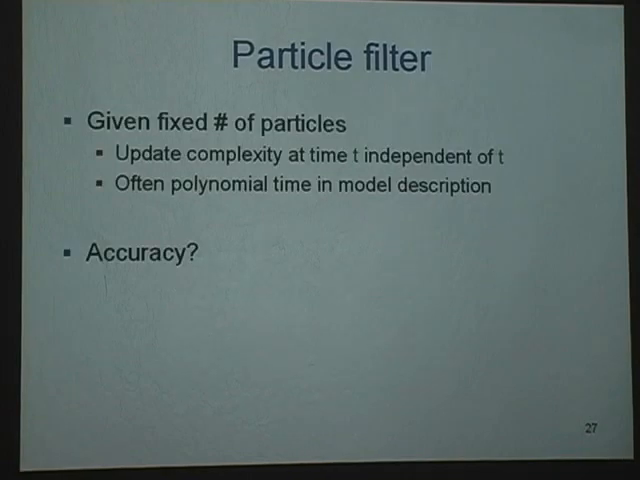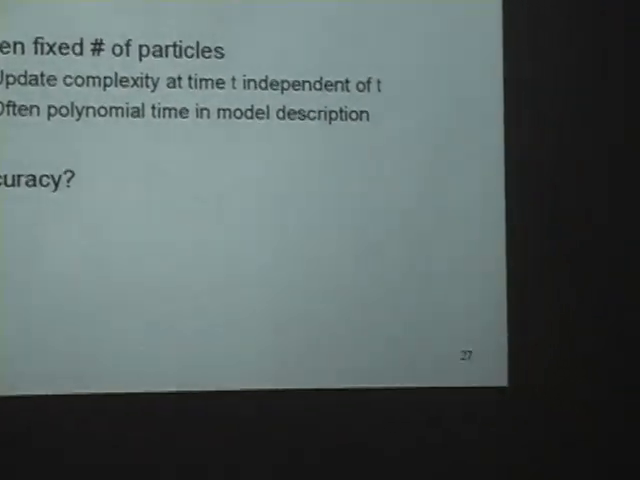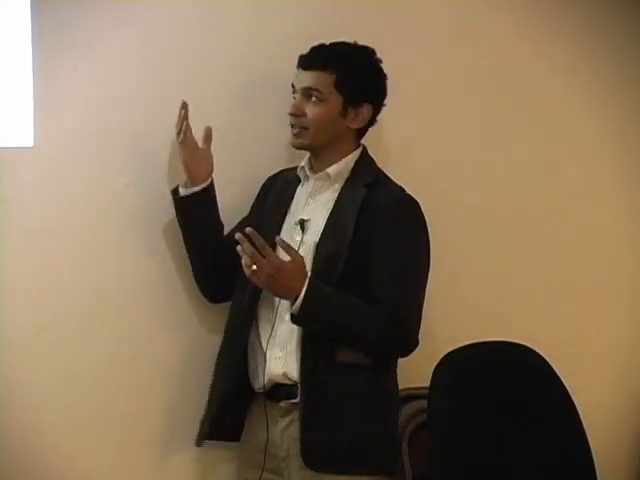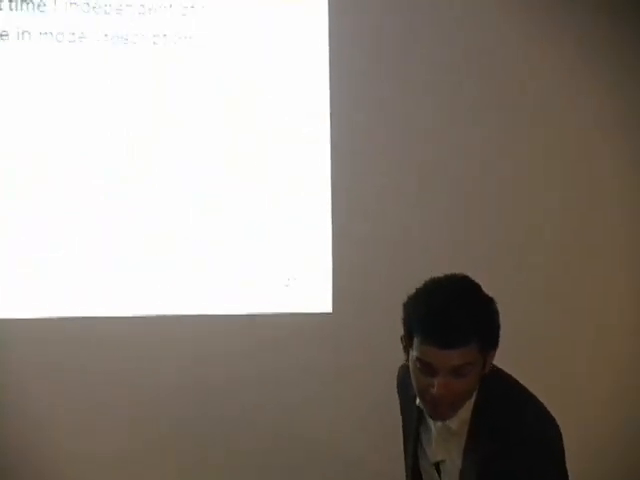As you can see, the complexity of that depends on how many particles you have. If you have a fixed number of particles, then the update complexity just depends on that. It doesn't depend, say, on how many observations you've had so far, so it's independent of t. That's good. Secondly, it's often polynomial time in the model description. For example, in that Bayesian network example I showed earlier, you can show that the particle filtering update is polynomial in the size of the DBN rather than in the number of states. So that's good, but what about accuracy?